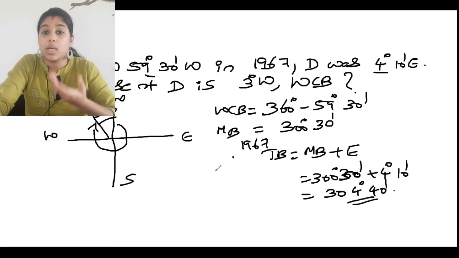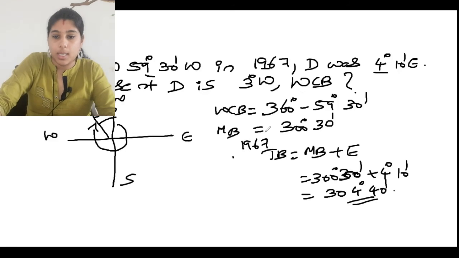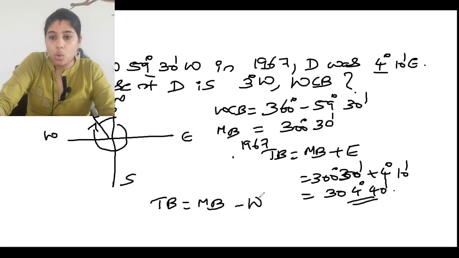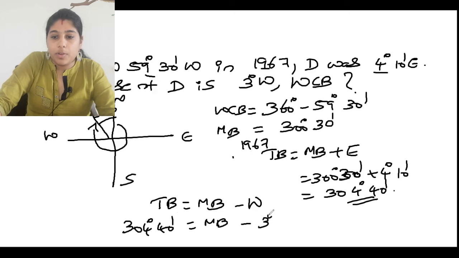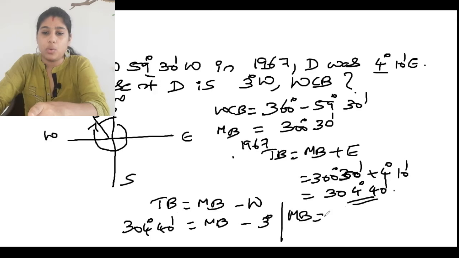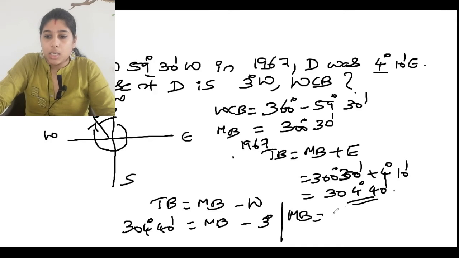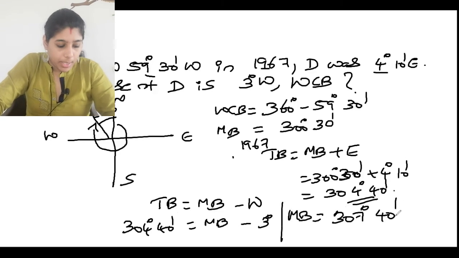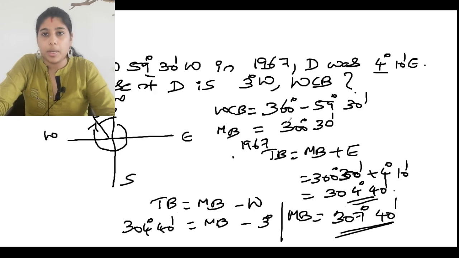So what is the whole circle bearing? That means they are asking for the magnetic bearing. We know true bearing equals magnetic bearing minus west declination. We already know the true bearing, so it is equal to magnetic bearing minus 3 degrees. So what will be the magnetic bearing? We will add it: 304 degrees 40 minutes plus 3 degrees is 307 degrees 40 minutes, the magnetic bearing. It is in whole circle bearing, so we don't need to convert. Next question.